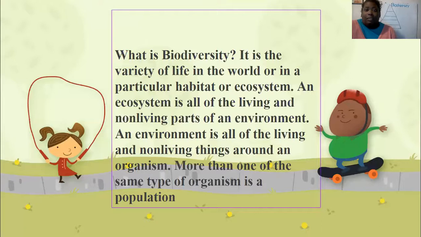So what is biodiversity? Biodiversity is the variety of life in the world or in a particular habitat or ecosystem. An ecosystem is all of the living and non-living parts of an environment. Now, an environment is all of the living and non-living things around an organism. More than one of the same type of organism is a population.